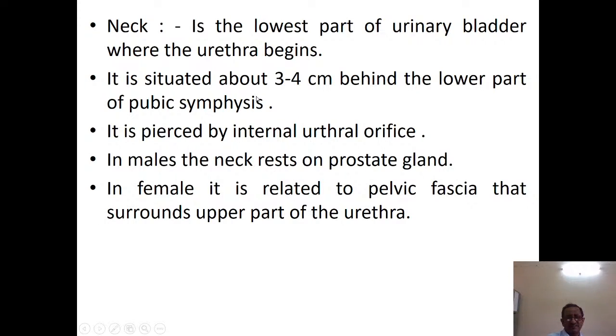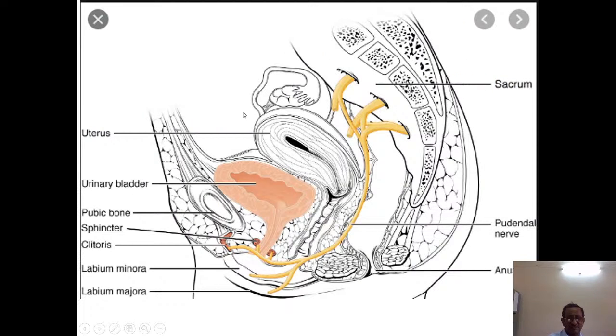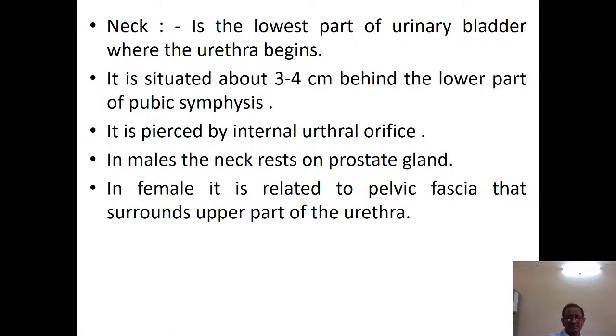Now the neck. It is the lowest part of the urinary bladder where the urethra begins. It is situated about 3 to 4 centimeters behind the lower part of the pubic symphysis. So this is the urethra, this is the lower part of the bladder, and this is the beginning, 3 to 4 centimeters behind the lower part of the pubic symphysis. It is pierced by the internal urethral orifice.